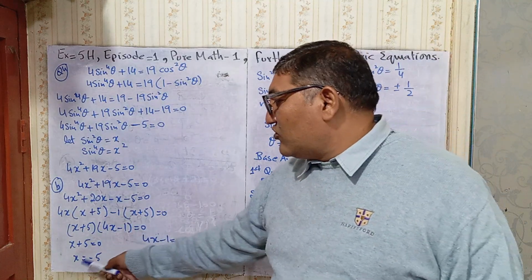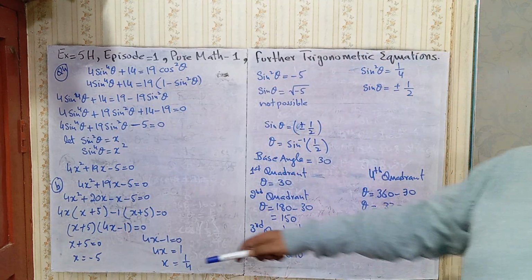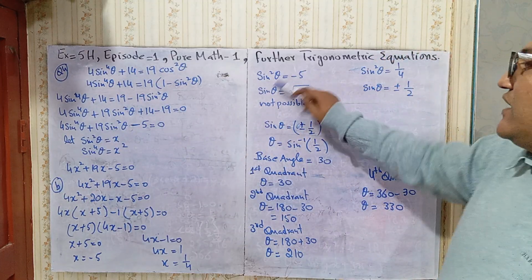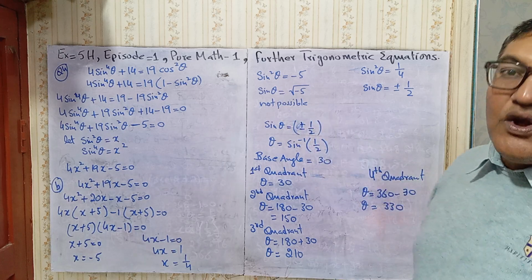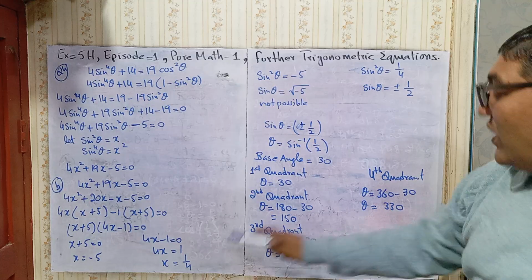So x plus 5 equals 0. So x will be equals to minus 5. So in the place of the x, I will substitute sine square theta. So sine square theta equals to minus 5. Take square root on both the sides. So you will have sine theta equals to the under root of the minus 5, which is not possible. So just forget this. Sine square theta is equals to 1 by 4.